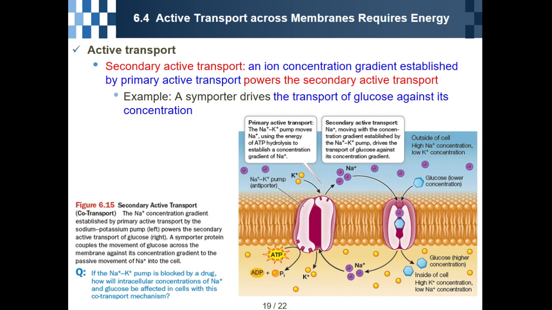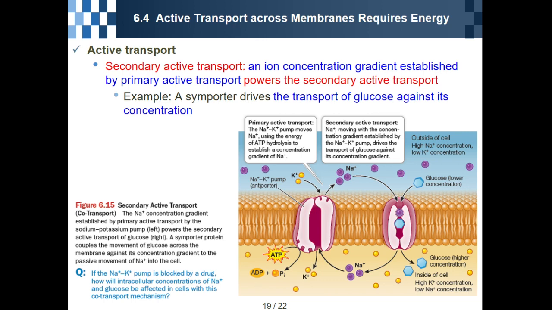Second one, we call it secondary active transport. So this is primary active transport, and this becomes secondary active transport. They do not use the ATP. This one directly uses ATP; that's why we call it primary. This one becomes secondary. Okay, let me see some details.